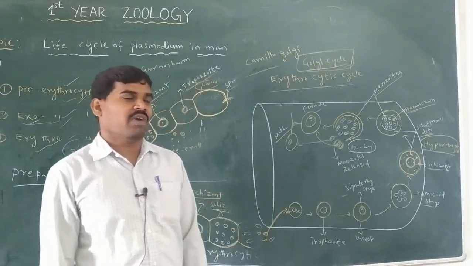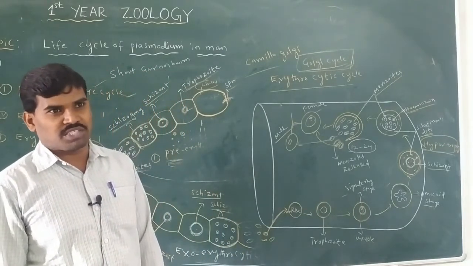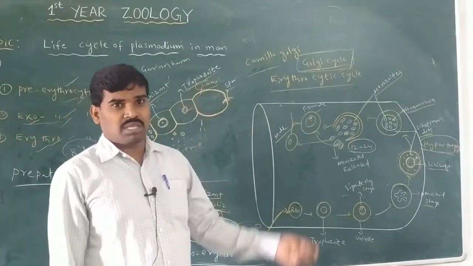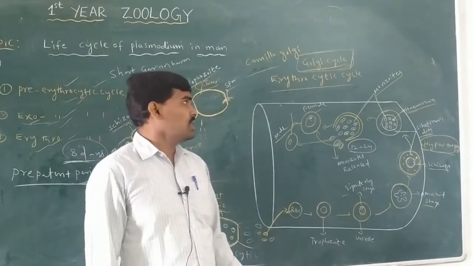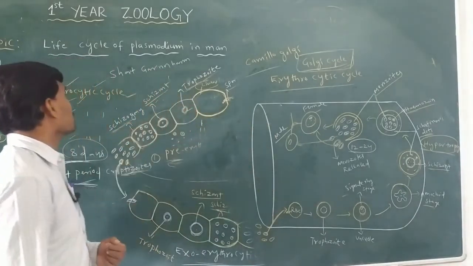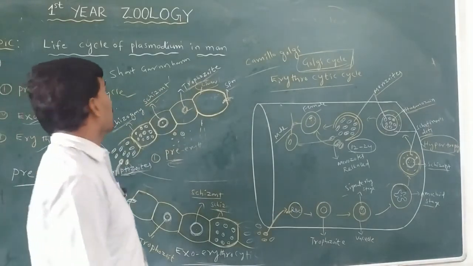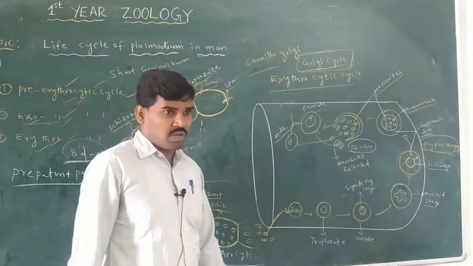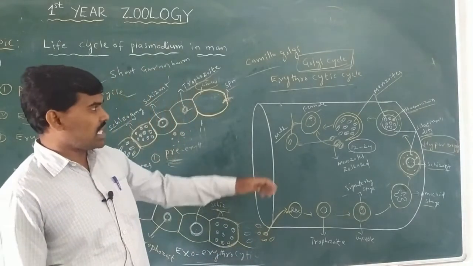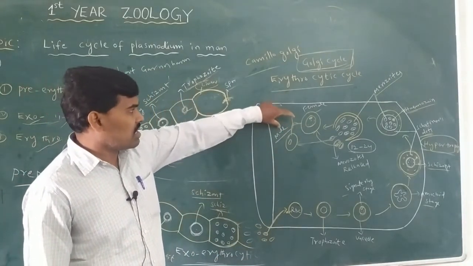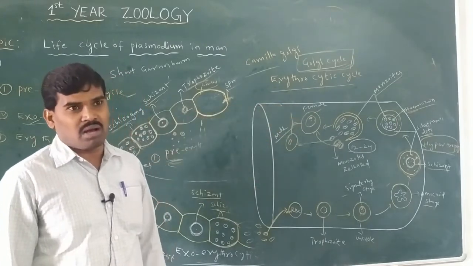After that, finally the sporozoites are formed. So this is the life cycle in mosquitoes. The life cycle of Plasmodium vivax in man is completed. Next is the life cycle of Plasmodium vivax in the mosquito, and the next life cycle is initiated by the male and female gametes.